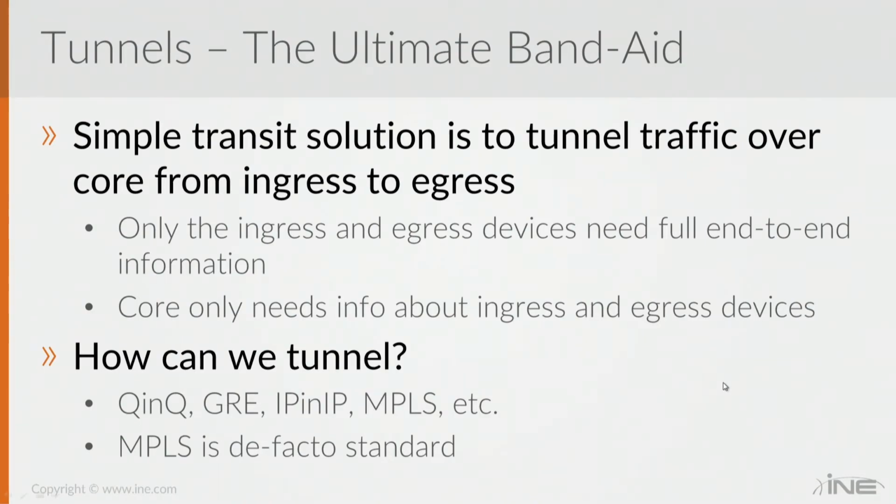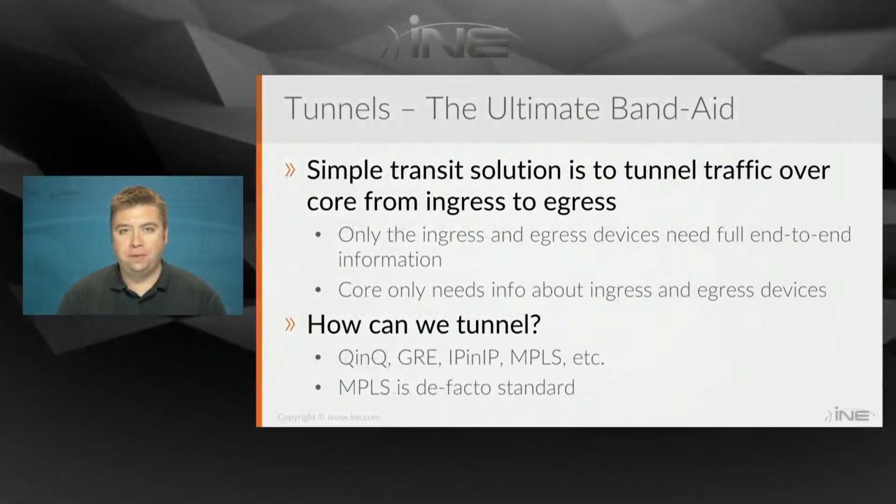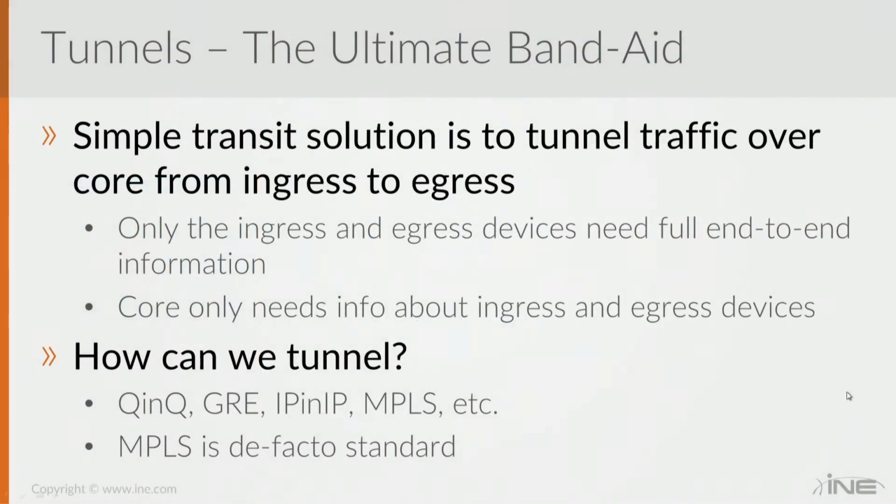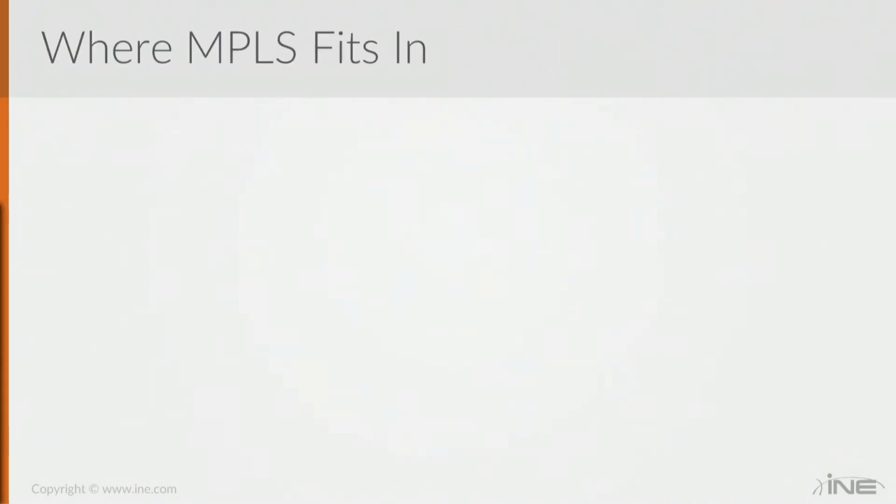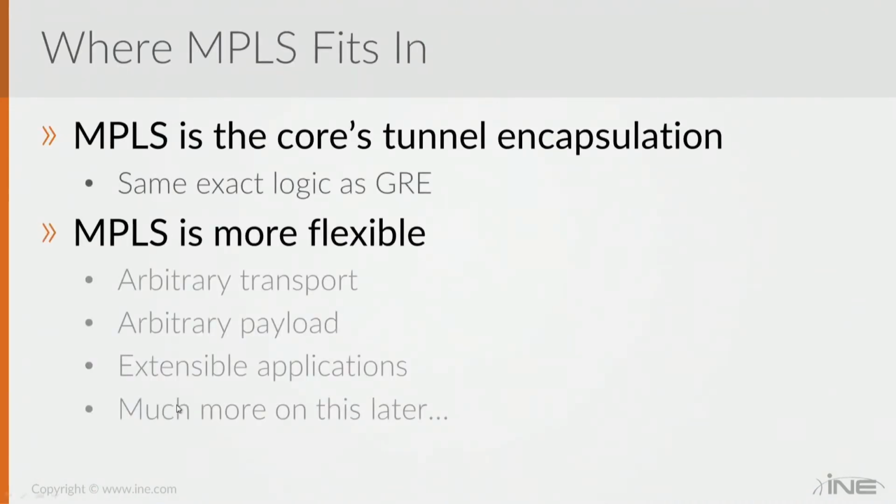Regardless of what the encapsulation is, whether it's GRE, IPsec, IP in IP, etc., the ultimate goal is that we're trying to make the middle of the network, the core, not have to make a decision on the final destination. Now, the reason we specifically do it this way is that MPLS has extensible applications that we can do besides just basic tunneling.